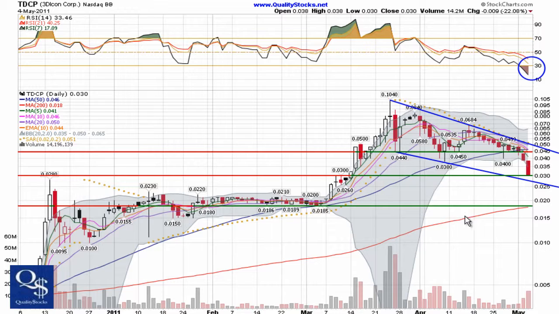So I'll be throwing TDCP back up on the watch list due to the fact that it is reaching some oversold levels, and it's kind of hitting some key levels at this point. It's going to help define the strength of this chart. Overall, very interesting chart, good example of technical analysis, and I thought I'd share my thoughts on it.